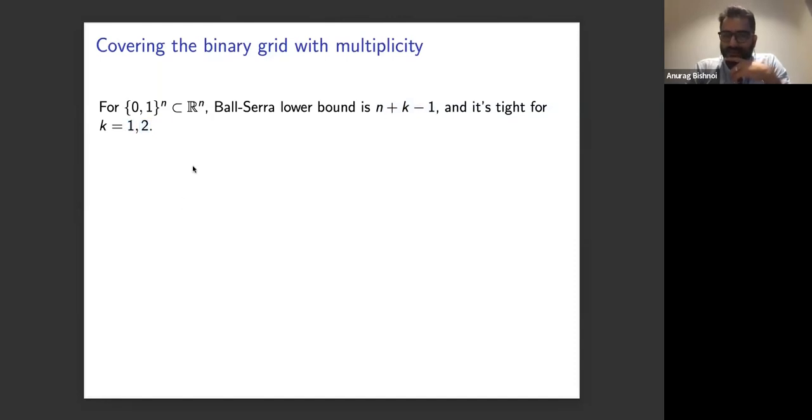But okay, now I will seriously ask a question. Can you give me a construction of n plus 1 hyperplanes that miss the origin, but they cover every point of this grid at least twice?